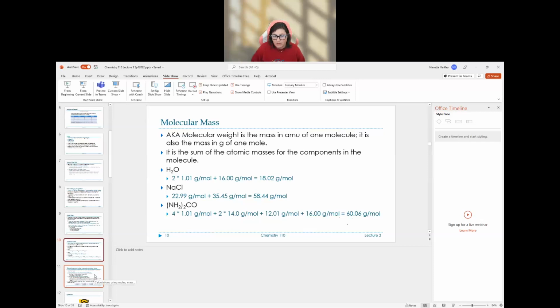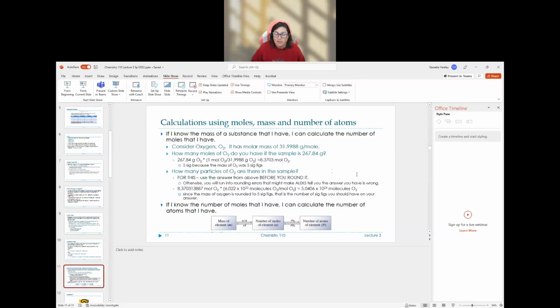Now, so we can do atoms, we can do molecules. Calculations using moles, mass, and number of atoms. Well, I showed you this for lead just a second ago. We can do this ad nauseum all over the place. Would I recommend that you do this ad nauseum all over the place? Yes. Because what we're going to do after this first test is all about conversions. So we want to make sure that this is something that we've dealt with.